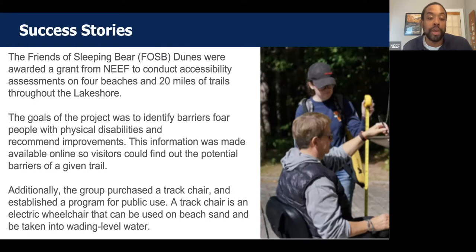This information was also made available to the public online so that visitors, to Ambika's point, ahead of time could log on, find out all the information that they need about that trail, and make the best decision for themselves. Additionally, they were able to use funding from NEEF to purchase a track chair, which was established as a program for public use. So that chair, just what Ambika said, is there. Anyone can check that chair out. It's always there. As long as no one else has checked the chair out, then you can get there that day and you can check the chair out and use that chair.